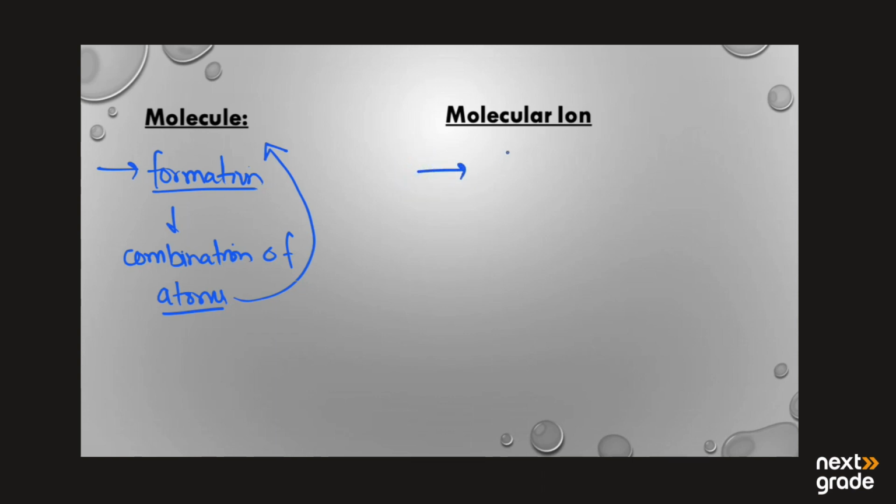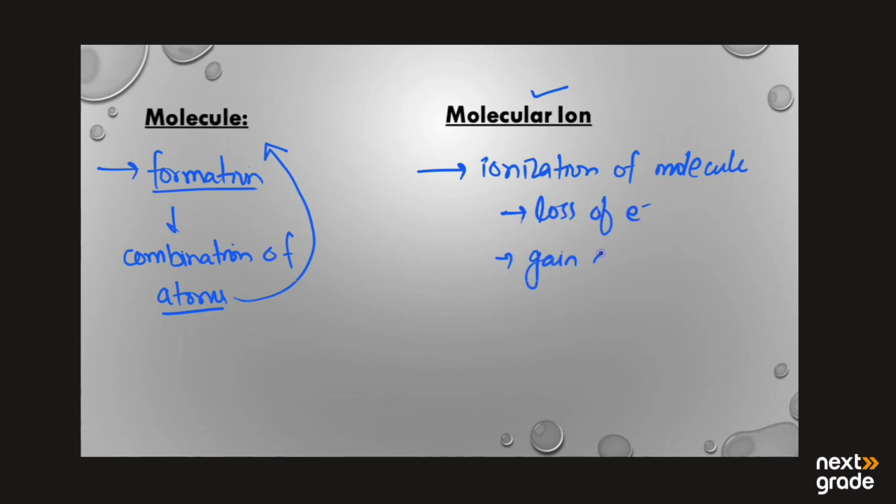On the other hand, when we are talking about the formation of the molecular ion, it is formed by the ionization of the molecule. Ionization means it may undergo the loss of electrons or the gain of electrons. That is known as the ionization of the molecule. So a molecular ion is a result of the ionization of molecules, but a simple molecule is formed by the simple combination of atoms.